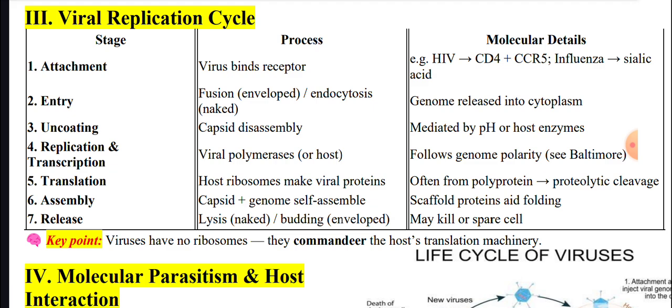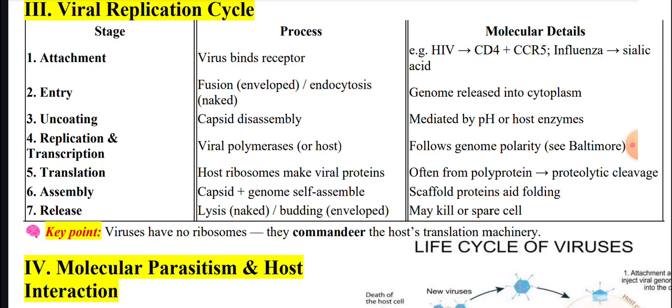And the final step, getting out to infect more cells. Step 7, release. Again, depends on naked versus enveloped. Naked viruses generally don't care about the host cell membrane. They often accumulate in huge numbers inside the cell until it simply bursts open, a process called lysis. This kills the cell, but releases thousands of new viruses all at once.